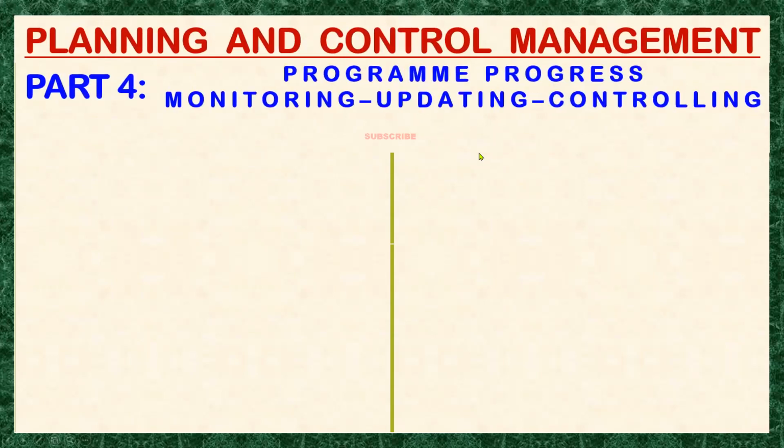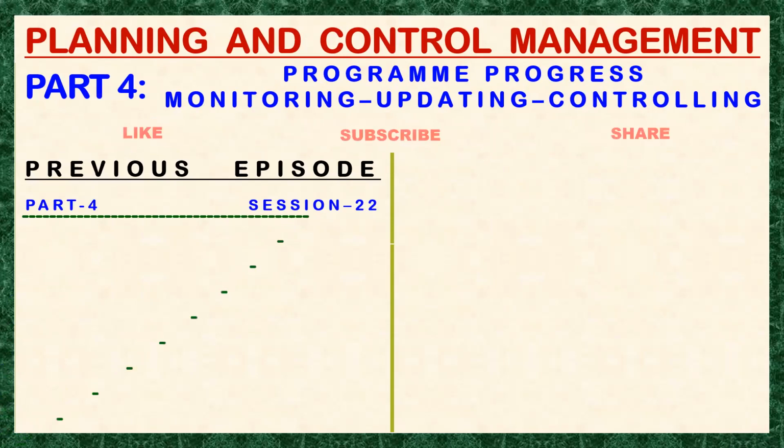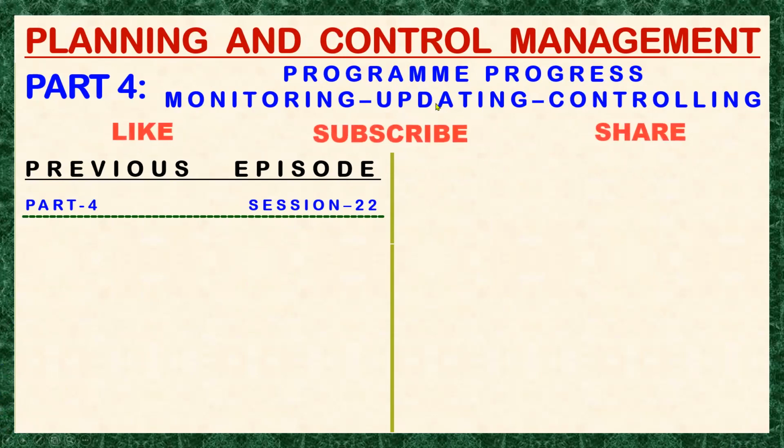Okay, as usual, we are on planning and control management part 4: program progress monitoring, updating, and controlling. So when we say part 4, that is all about program progress monitoring, updating, and controlling.